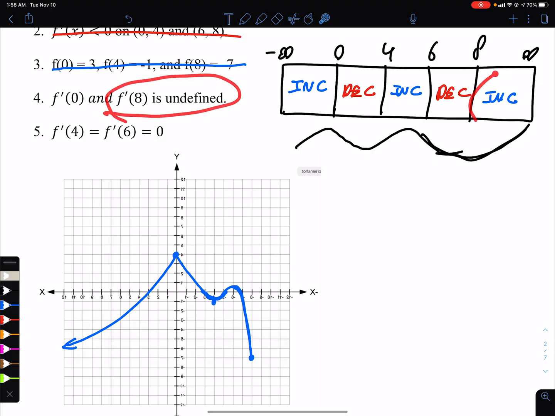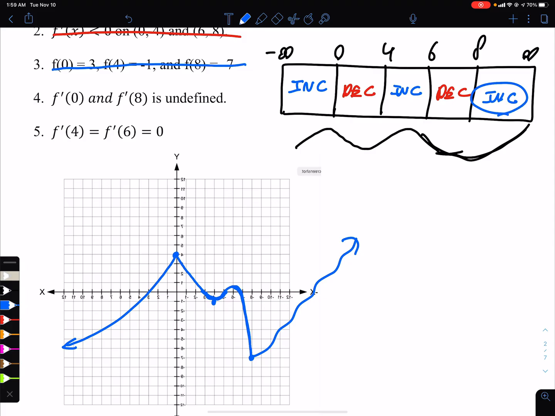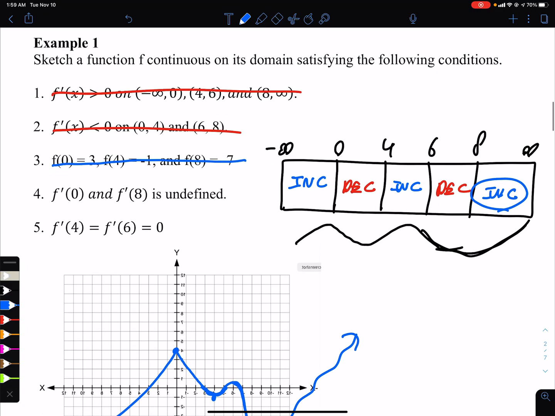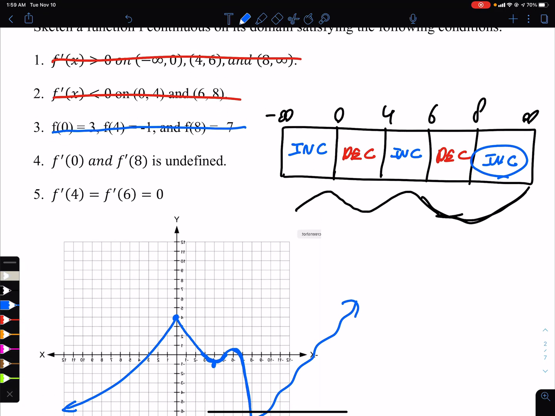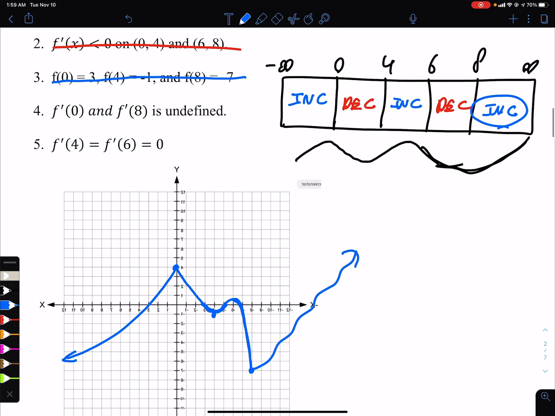And then from 8 to infinity is increasing. So I don't know, you can do whatever you want to the right. I just did that to show you. You don't know what it looks like. As long as it's increasing to the right of 8, you're good. And that fits all of our conditions. So this is one example. We're going to have a whole worksheet coming up where all you do is practice these.